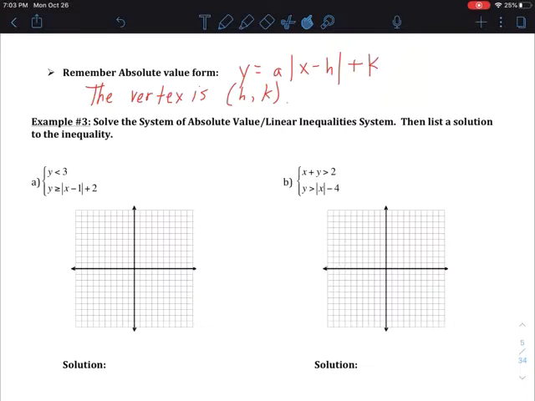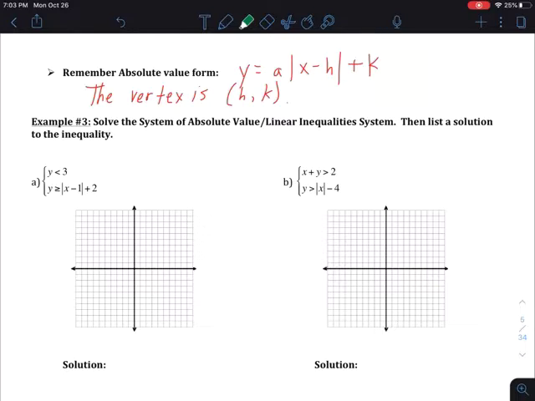So as you can see, we're going to be graphing inequalities down in A and B. Remember, we're going to be shading just like yesterday. The only difference is you can see in A and B, they have absolute values in them. And remember the absolute value form of an equation right here. We learned that last unit.